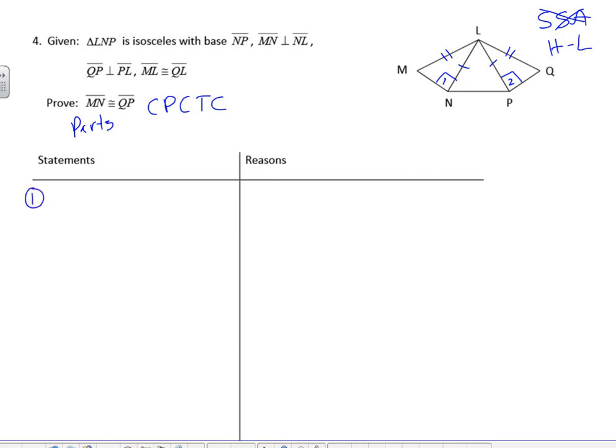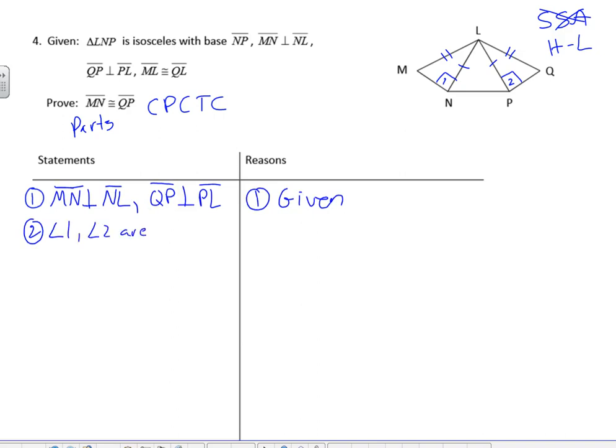So let's do the right triangle part first. I'm going to say MN is perpendicular to NL, and QP is perpendicular to PL. Why? Given. What do we know about perpendicular lines? They form right angles. Angle 1 and angle 2 are right angles. Why is that? If two lines are perpendicular, then they form right angles. Hopefully in these two lessons you really get this reason down, if you haven't already. If two lines are perpendicular, then they form right angles.